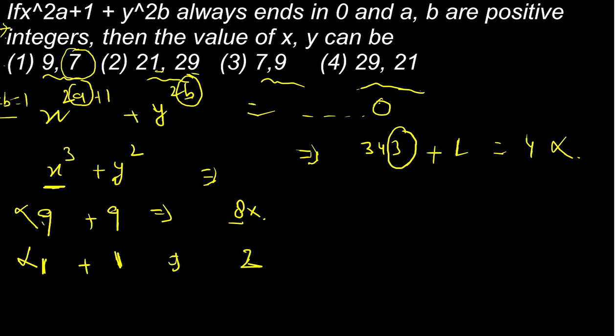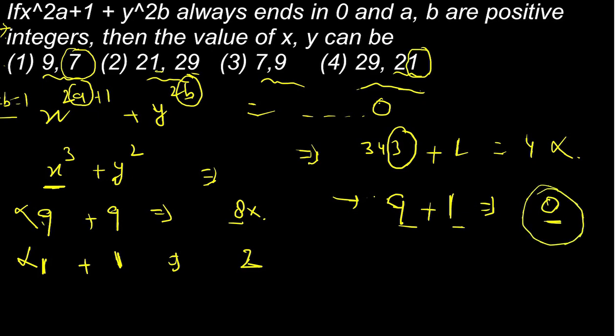So finally you will get a single option, 29. What is 9 cube? As we already did, 9. And what is 21's unit digit? 1. So what is 1 cube? It is going to be 1. So 9 plus 1 gives 0. So this is going to be our answer.